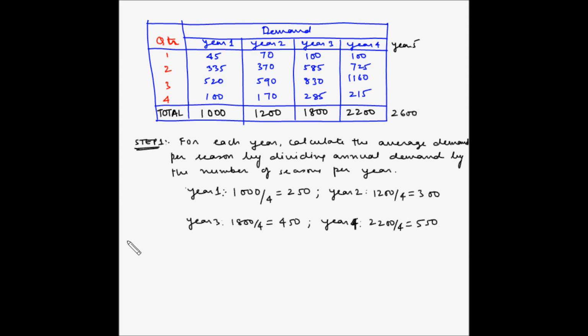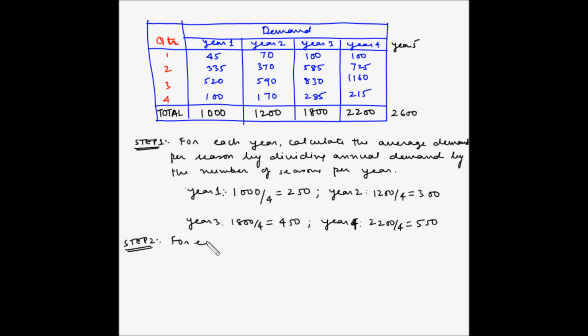Now let's move to the next step. So step number 2. Step number 2 is, for each year divide the actual demand for a season by the average demand per season, which we found in step number 1. The resulting number that we get is a seasonal index for each season in the year, which indicates the level of demand relative to the average demand.